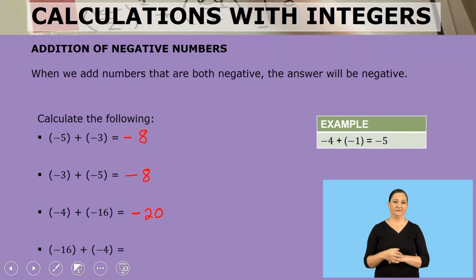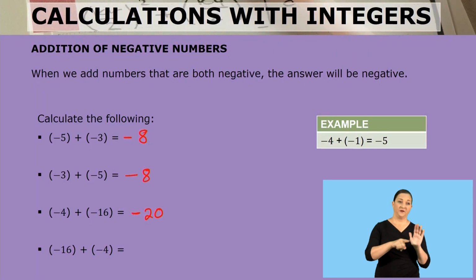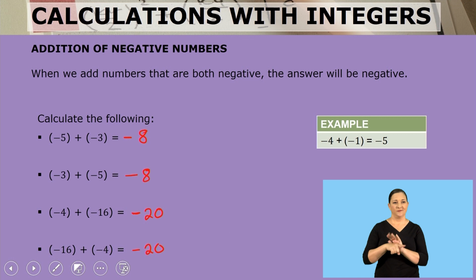And of course, we are still dealing with addition. Addition is commutative. The order does not matter. So a negative 16 plus a negative 4 will still give me a negative 20.